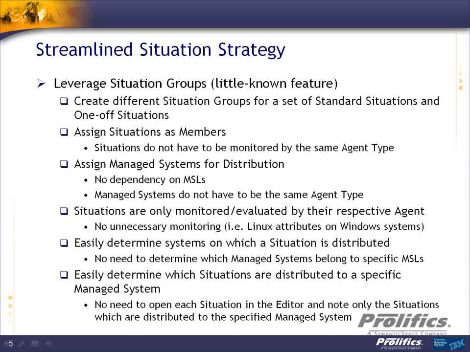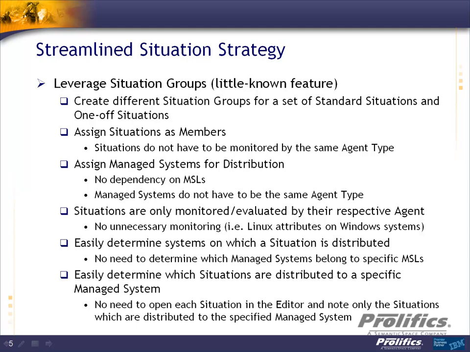Also, we assign managed systems for distribution. So this takes away our dependency on managed system lists altogether. And managed systems do not have to be the same agent type even in the distribution. So I can take a grouping of my situations and distribute it to Windows agents and distribute it to Linux agents.